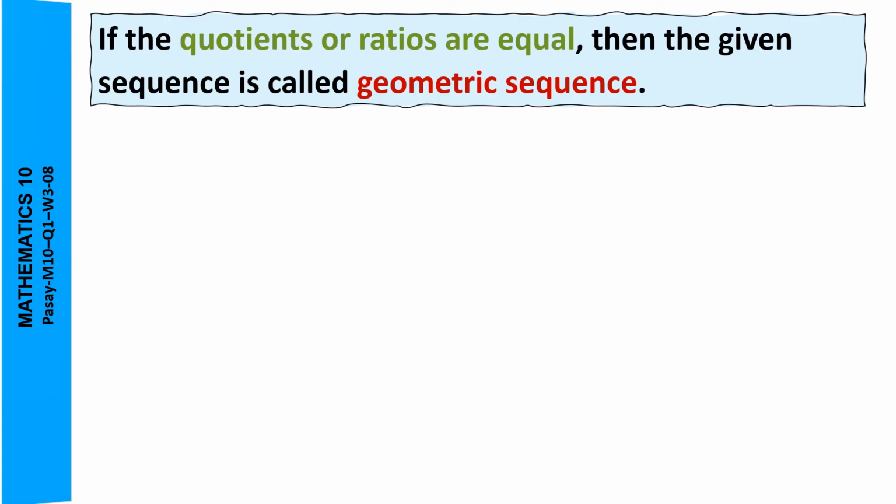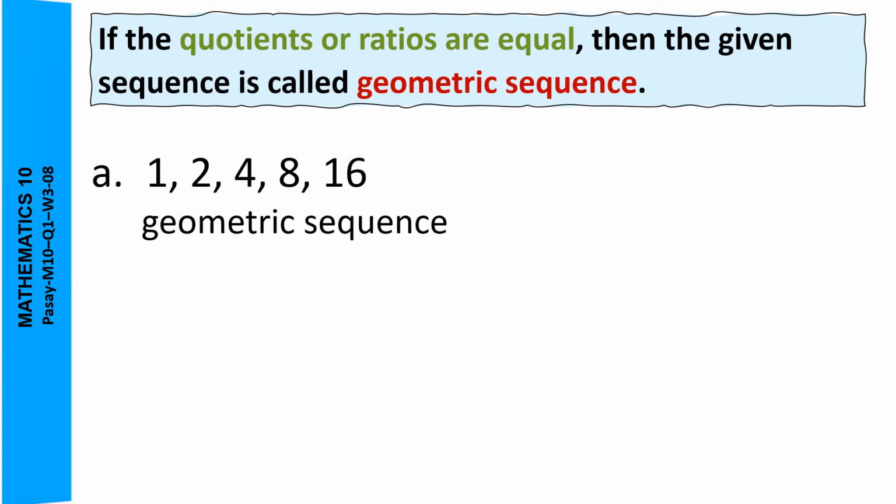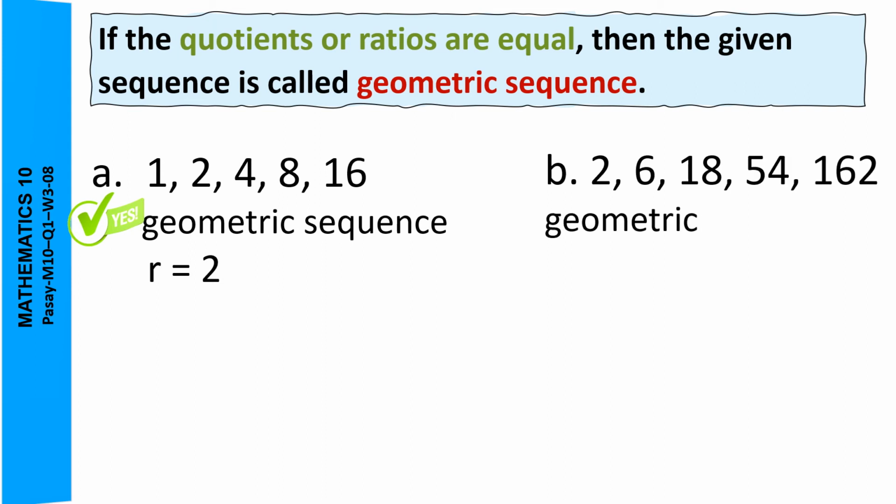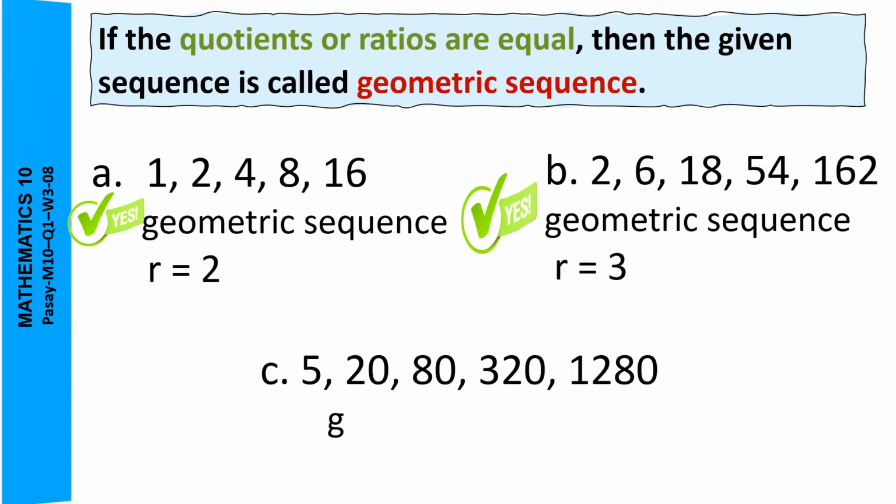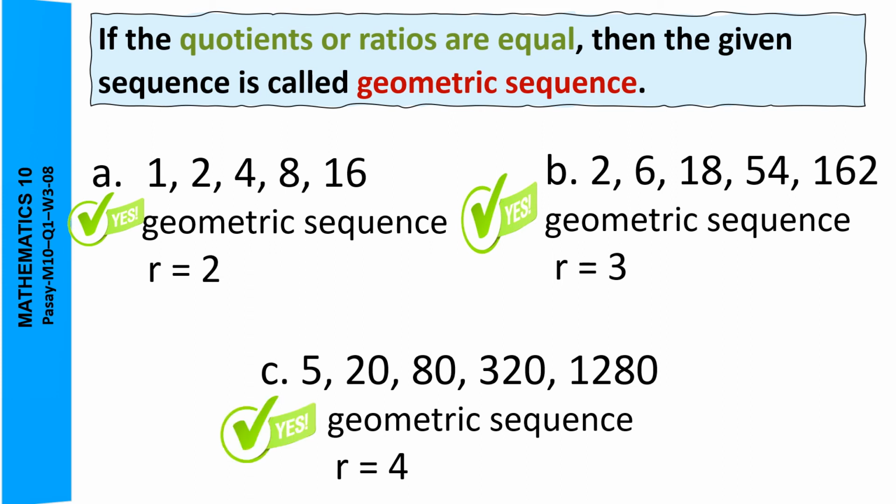If the quotients or ratios are equal, then the given sequence is called a geometric sequence. Thus, sequence A, 1, 2, 4, 8, and 16, is a geometric sequence because the common ratio is 2. Sequence B, 2, 6, 18, 54, and 162, is a geometric sequence because the common ratio is 3. And sequence C, 5, 20, 80, 320, and 1280, is a geometric sequence because the common ratio is 4.